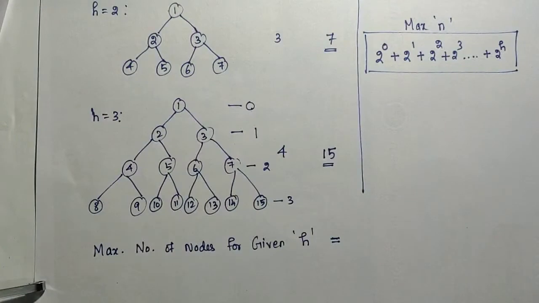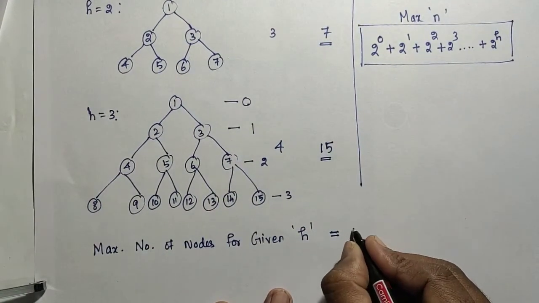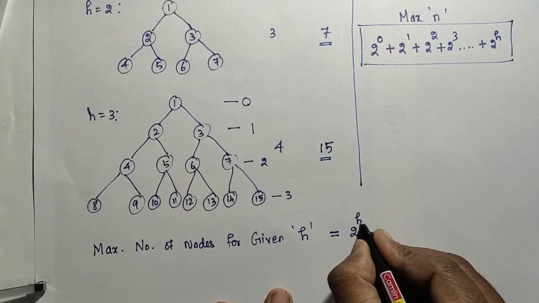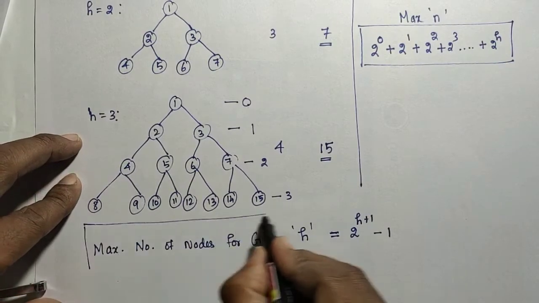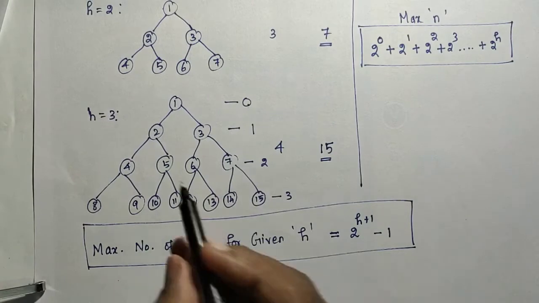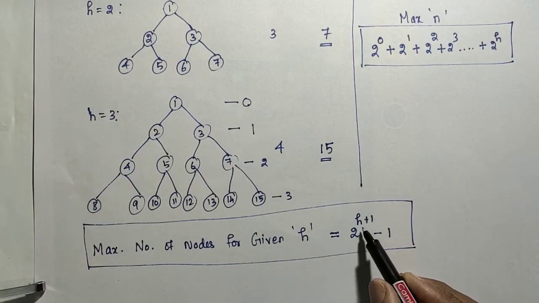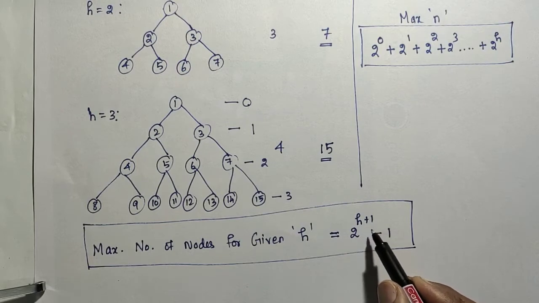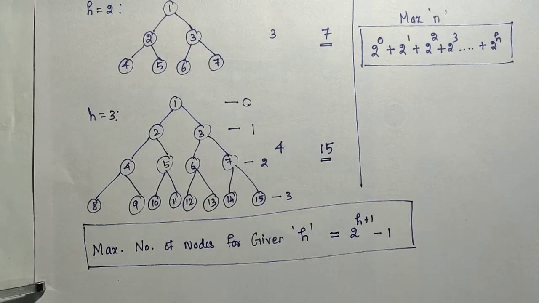Okay. So generally, if you simplify that formula, what does it become? 2 power h plus 1, minus 1. This is the maximum number of nodes to be added. So if h equals 3, for that given height, 2 power 3 plus 1 is 4. That is 2 power 4, which is 16. 16 minus 1, what are we getting? 15.